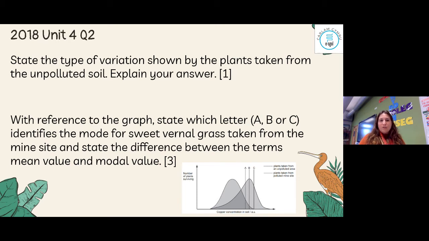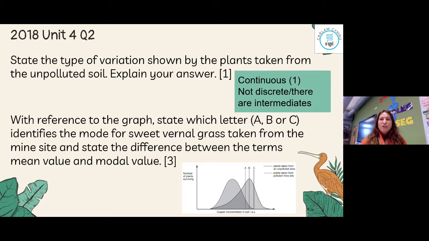And with reference to the graph, state which letter, A, B, or C, identifies the mode for sweet vernal grass taken from the mine site, and state the difference between the terms mean value and modal value. So you've got to state the letter, but you've also got to give the difference between two different terms. Have a go at those questions. Okay, I'm going to move on. Again, you can pause the video if you need to.